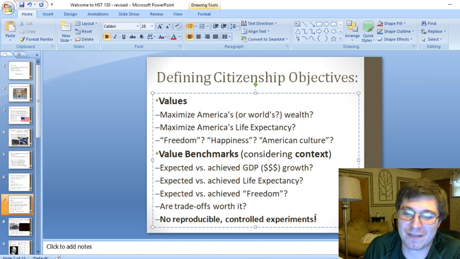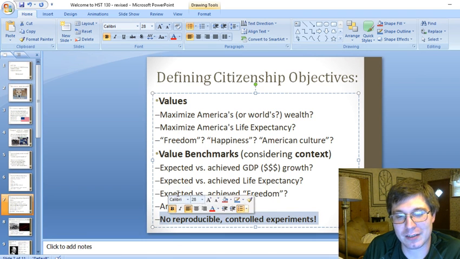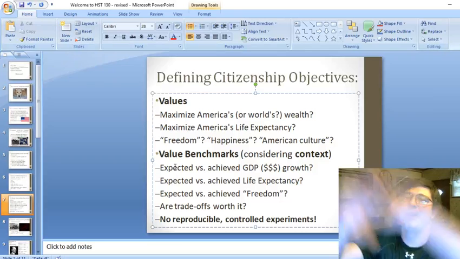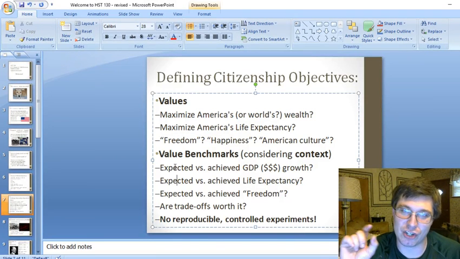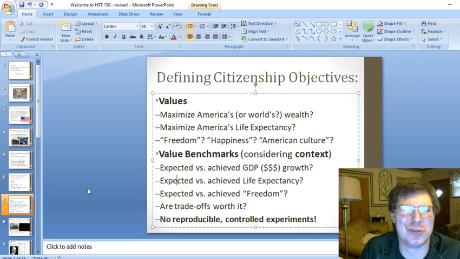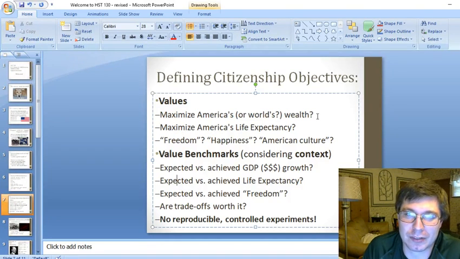The problem with identifying that benchmark for comparison is we can't run reproducible controlled experiments in American history or in world history. We can't rerun the Great Depression or rerun World War II, keeping all the other variables the same except changing, let's say, who was president. So let's say we have someone else as president who decides to not retaliate against Japan after Japan attacked and bombed the American naval base at Pearl Harbor.